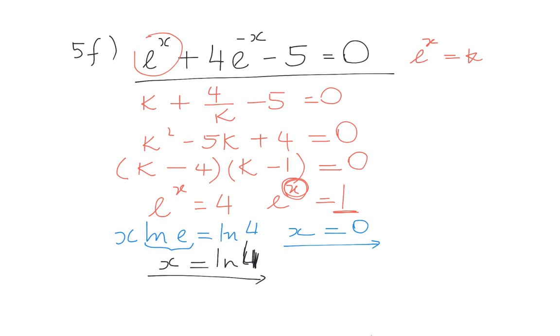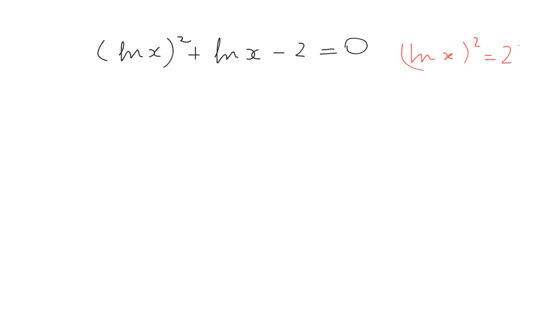The last question we're going to look at is question J. In question J, we've got ln of x squared plus ln of x minus 2 is equal to 0. Now remember, with the statements from the previous worksheet, true or false, is ln of x squared equal to 2 ln of x? And the answer should be no, it is not. Right, it's not the same.